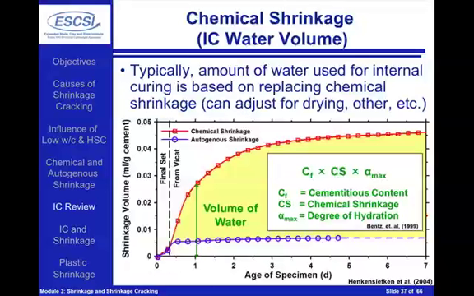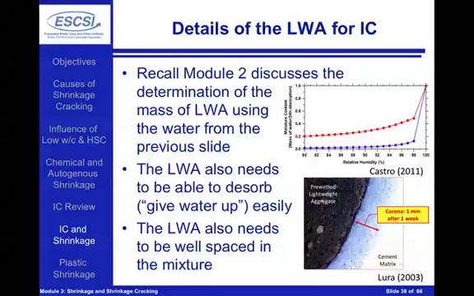Now, while this equation allows us to calculate the volume of water that we need, there are two other factors that we need to consider when we start to look at the internal curing and the lightweight aggregates that are being used. So you may recall in Module 2 we discussed something called the desorption behavior. The basic idea here is we want the lightweight aggregate not only to be able to store water, but we want it to be able to desorb, or we want it to be able to give up that water easily. In other words, we want to make sure that the pores that we're talking about are larger than the pores in the paste, so that water can come out of the lightweight aggregate and backfill the pores that are being emptied inside of the paste.